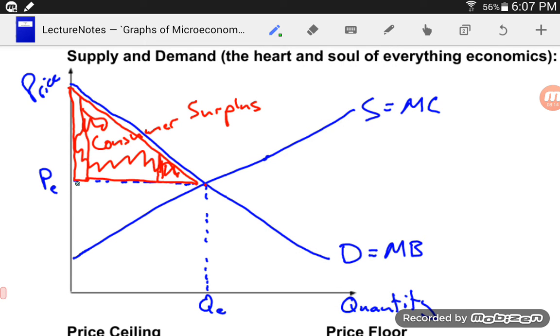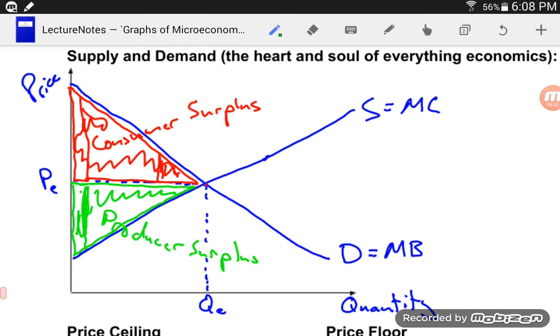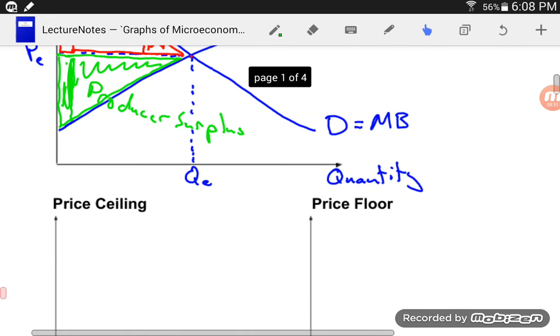Similarly, we have a producer surplus. That's this area underneath the price and above the supply curve. Again, their marginal cost was down here, for instance, but they get to charge that much because that's the market price. That whole area then is great for the producer, and so we call that the producer surplus. I think that's all we need to talk about that for now. Hopefully that's more than enough review on that.